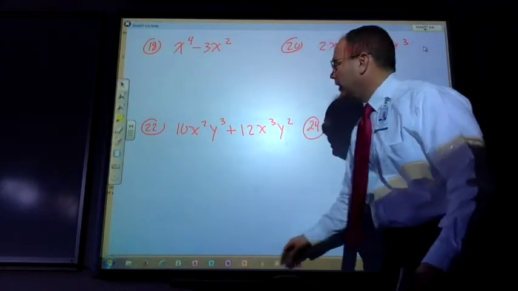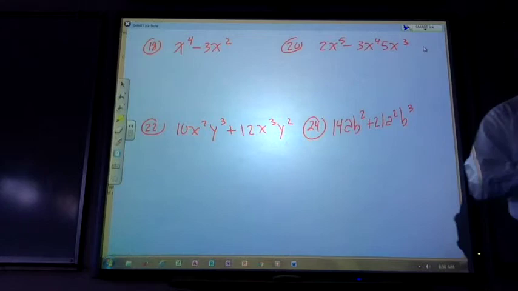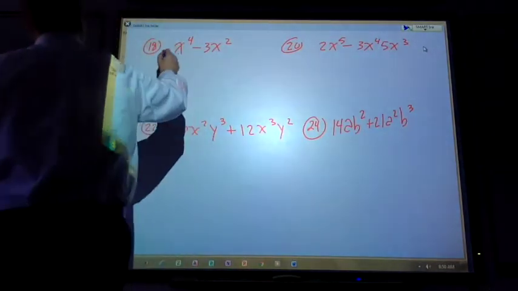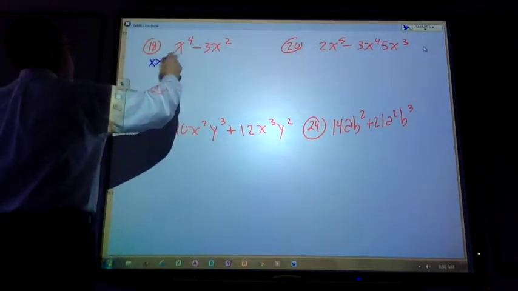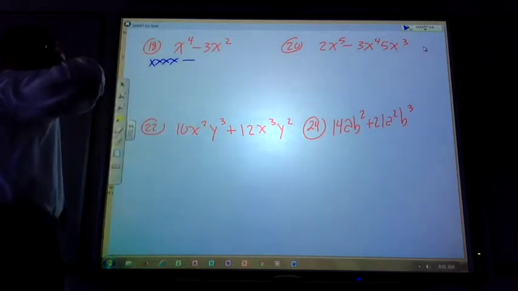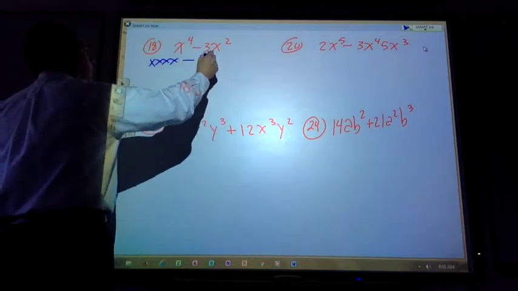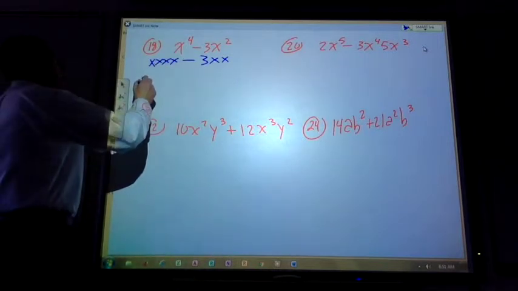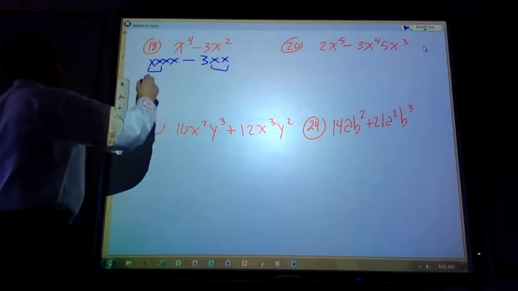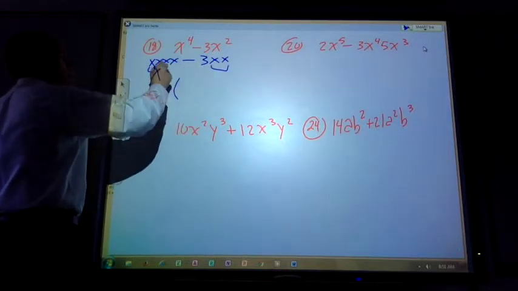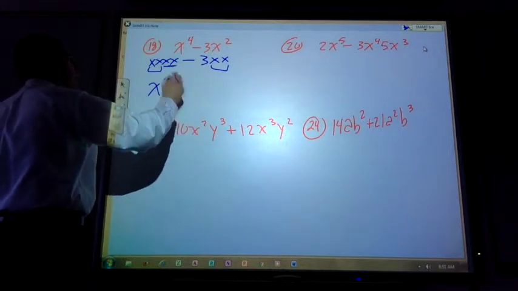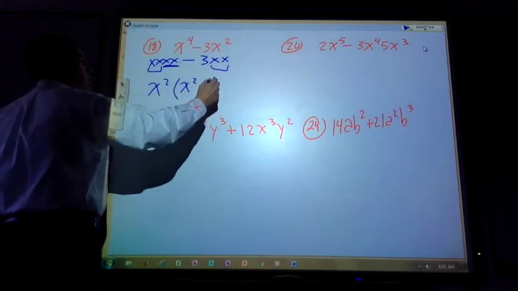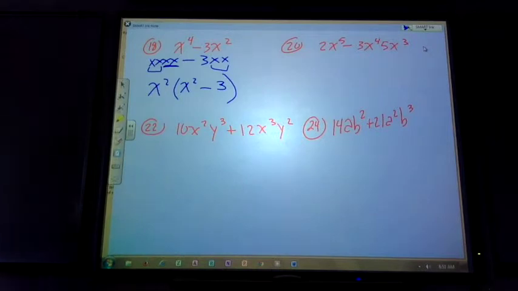Sophia, coming to you on number 18. Let's break down x to the 4th. What does it break down to? Does 3 break down? What does x squared break down to? X times x. What do I have in common between those two that I can break? 2 x's. So x times x is what? No, x times x is x squared. And then what do I have left here? X squared, and the minus comes along. What do I have here? As you said, negative 3.